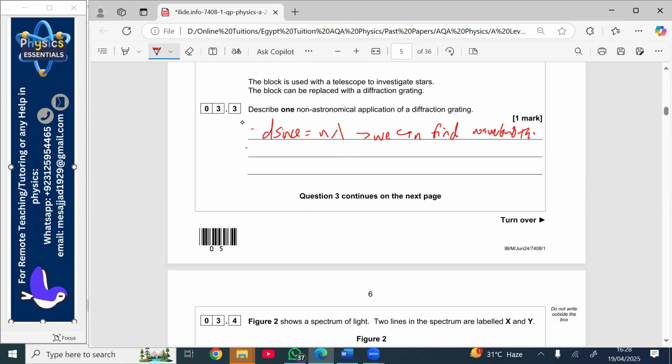And the wavelength can help us identify various kinds of elements, etc., in planets and stars. Actually, there are so many uses of it, so you can write just one of them.